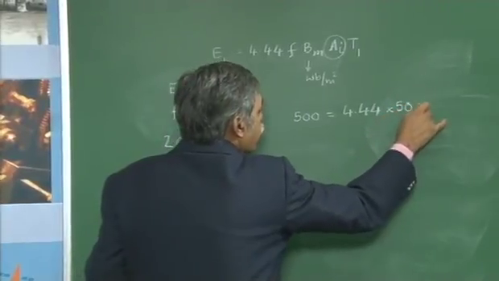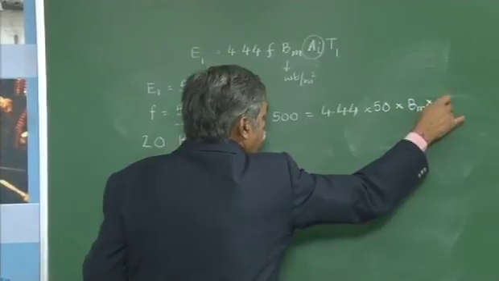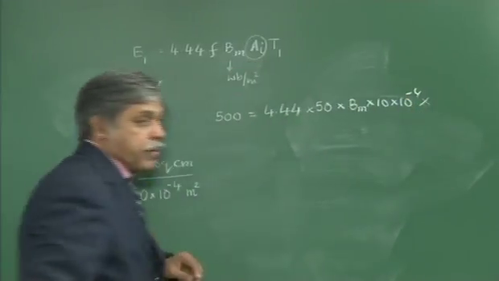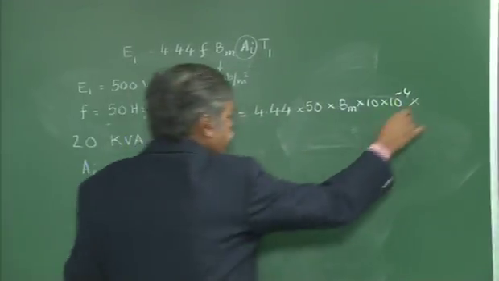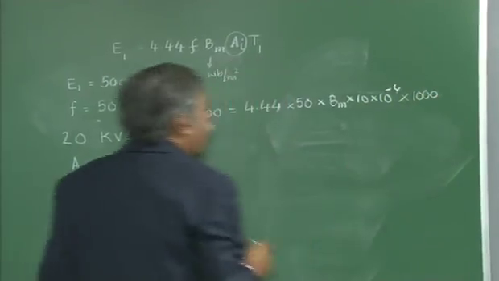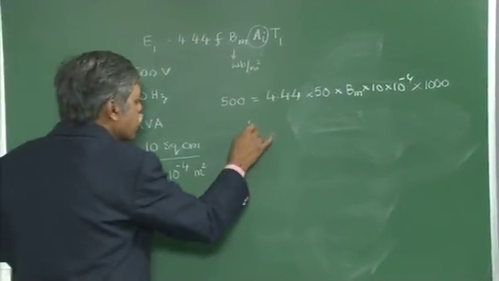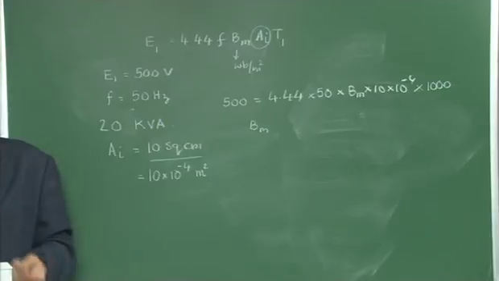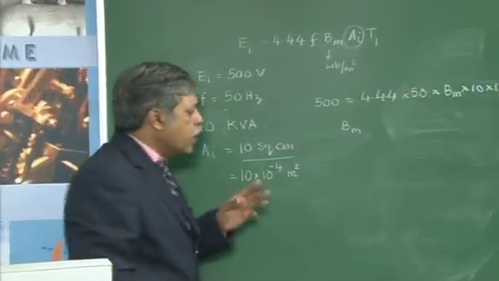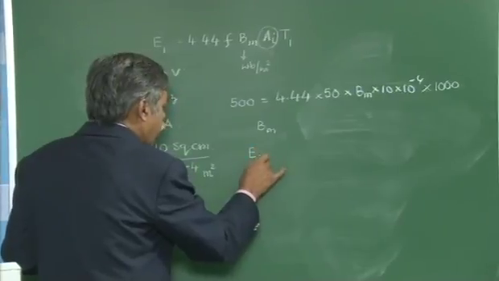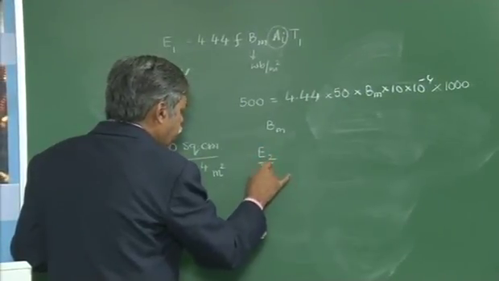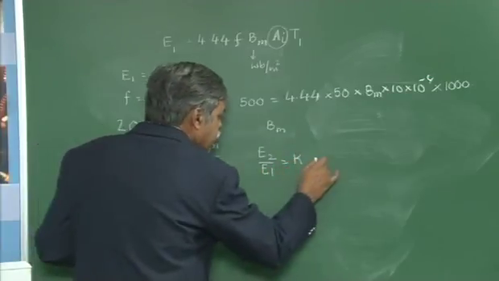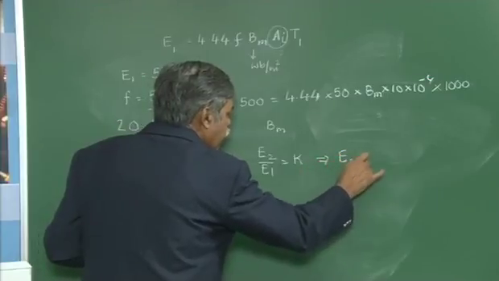4.44, 50, Bm is unknown, 10 into 10 to the power of minus 4, which is the cross sectional area, and the number of turns in the primary winding as per the data is 1000. All the parameters are known except Bm, so I can evaluate the maximum value of the flux density here. Then the voltage induced in the secondary winding he asked. So I will go to the transformation ratio for the transformer. E2 upon E1 equals K. From this I can calculate E2 equals K times E1.